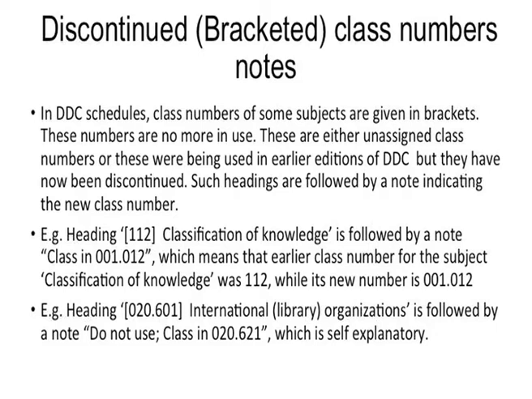Then we take another example. For example, heading 020.601, International Library Organizations. It is followed by a note, do not use, class in 020.621. It explains clearly that the new number is 020.621 for the subject heading. Now we come to another note, notes for optional provisions.